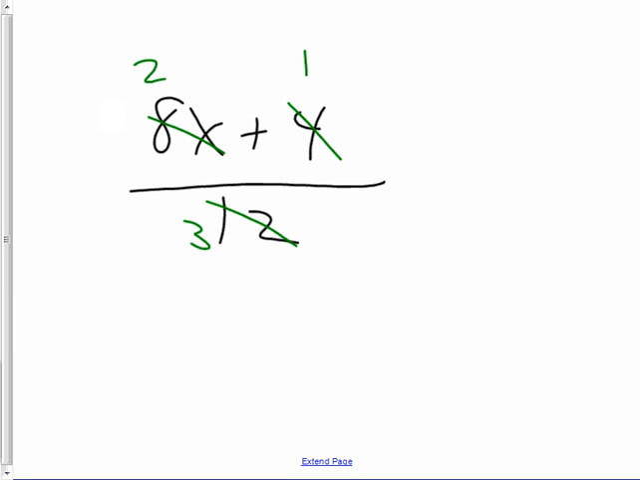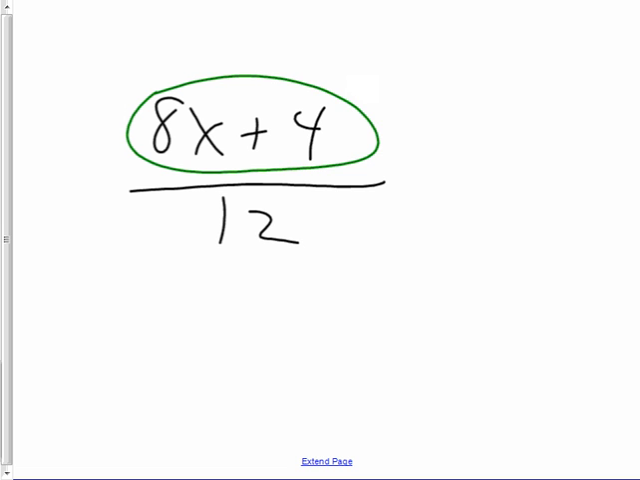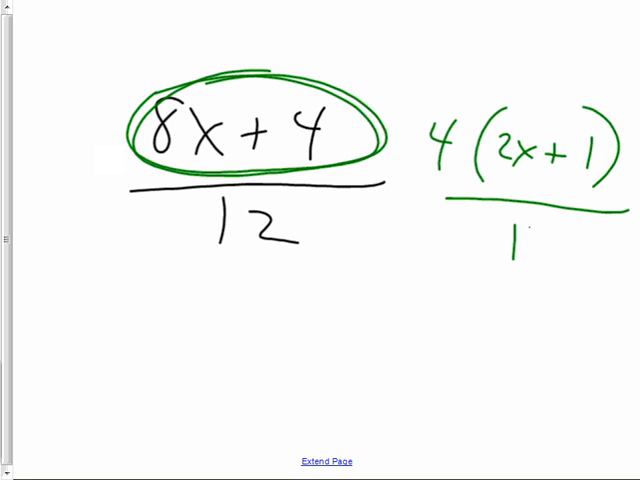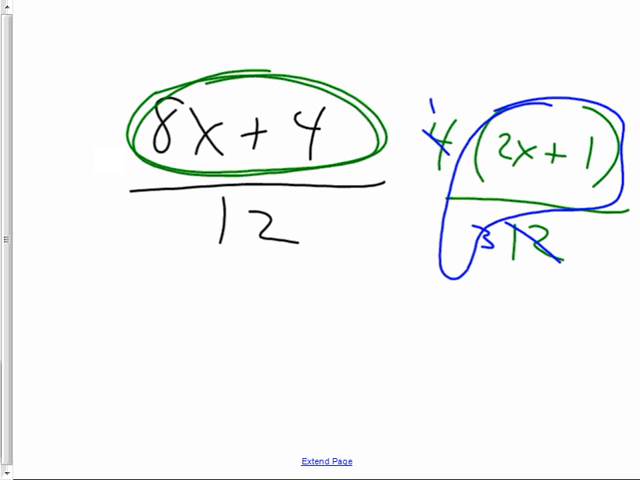But just so you know how that would have looked, what goes into both of these two? 4. So 4 goes in here, and you got 2x plus 1 all over 12. And then 4 goes in here once, 4 goes in here 3 times. Final answer, 2x plus 1 over 3. Now I don't know if you like that better or not, but it works.